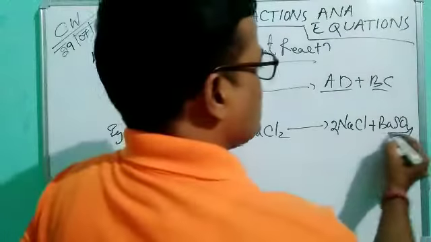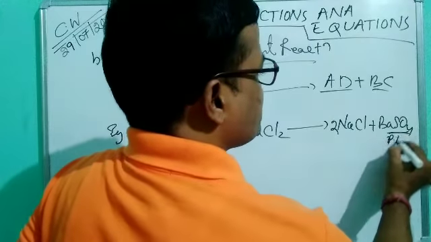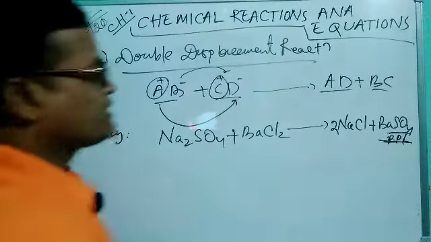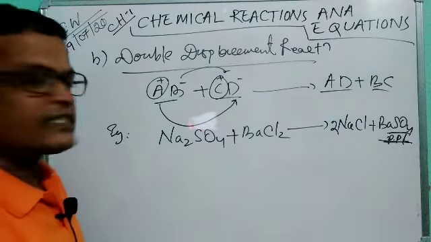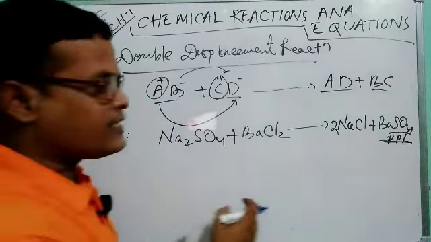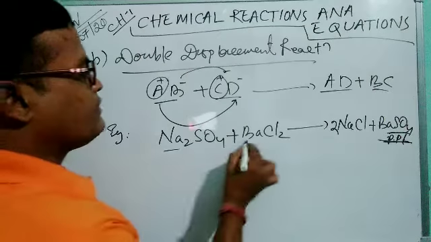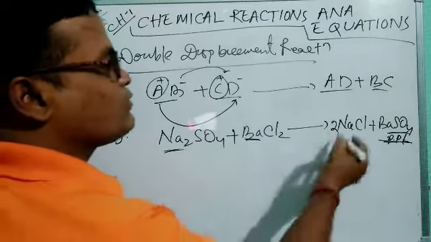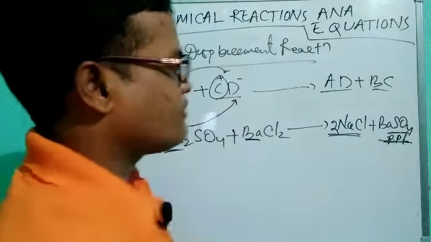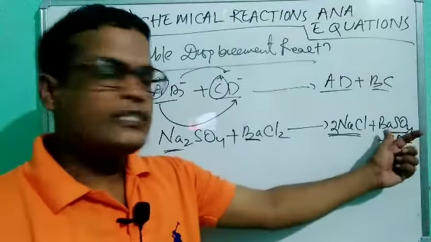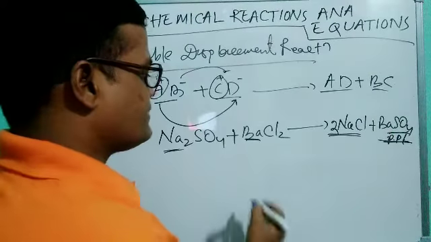So this is also called precipitation. This is a precipitate, and that's why this reaction is also called a precipitation reaction. This is one type of double displacement reaction. So here sodium and barium replace each other, forming their own compounds, sodium chloride and barium sulfate. And barium sulfate is a precipitate, which is why it is also called a precipitation reaction.